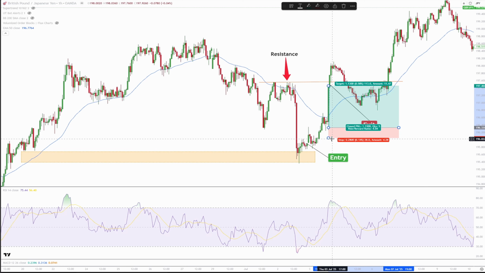Closing the trade is just as important. If price hits my target, the next resistance or support level, I take full profit. If RSI shows extreme exhaustion in the opposite direction or price breaks through the 50 EMA against me, I'll close early. This combination of EMA plus RSI plus zones gives clear, rule-based entries and exits, which means no guessing.